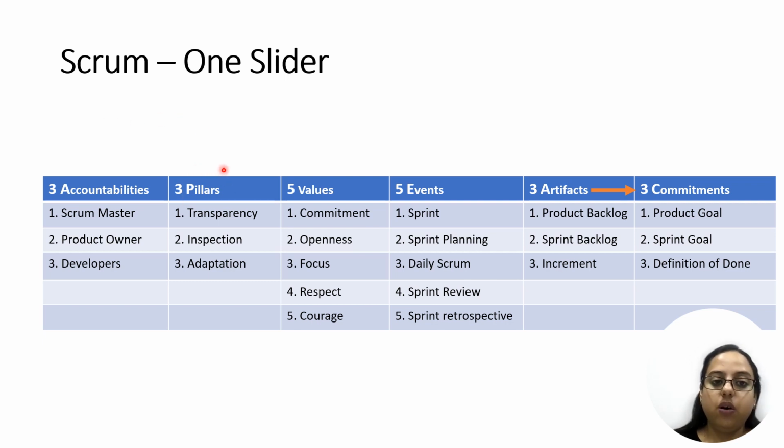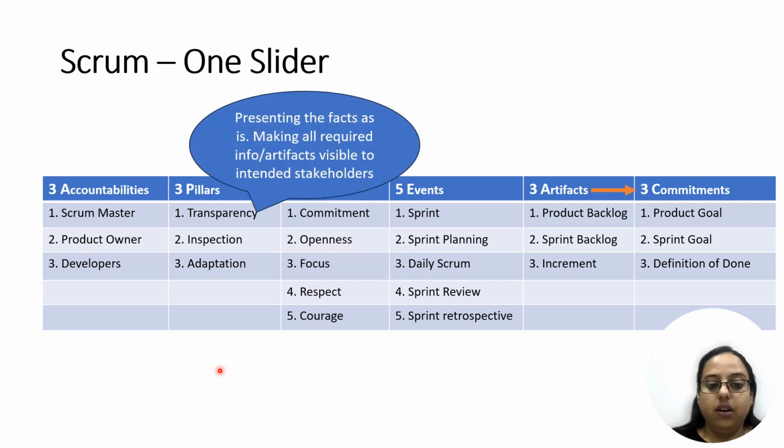Now let us talk about the three pillars. The three pillars are transparency, inspection, and adaptation. So the home of Scrum is actually standing on these three pillars, and the founding stones are lean and empiricism. So it is very important to understand these three pillars. Let's talk about these one by one.